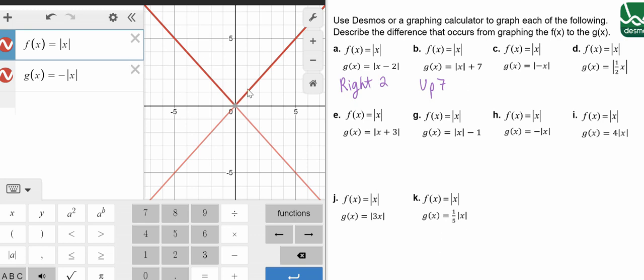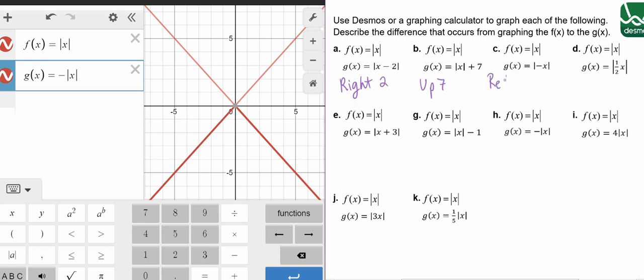So right here we have our parent function, and this function that we've just typed in looks like the exact same thing, it's just upside down. We call this a reflection across the x-axis. And so for our description, we're going to go ahead and write that. It's a reflection. So it reflects across the x-axis.